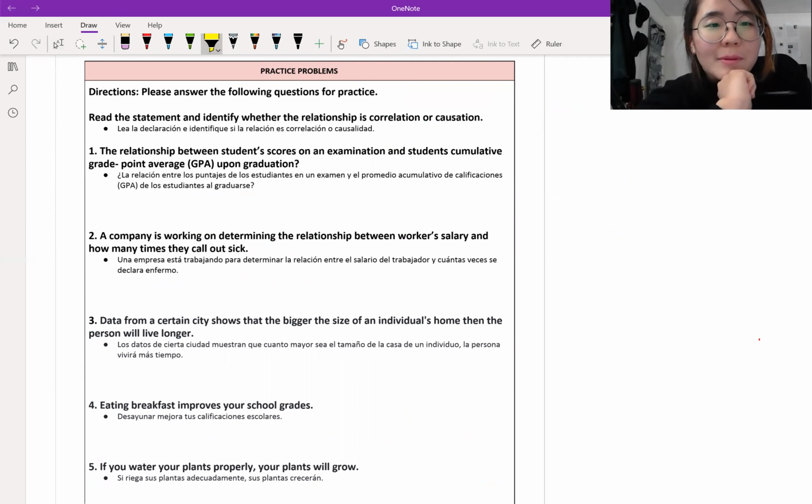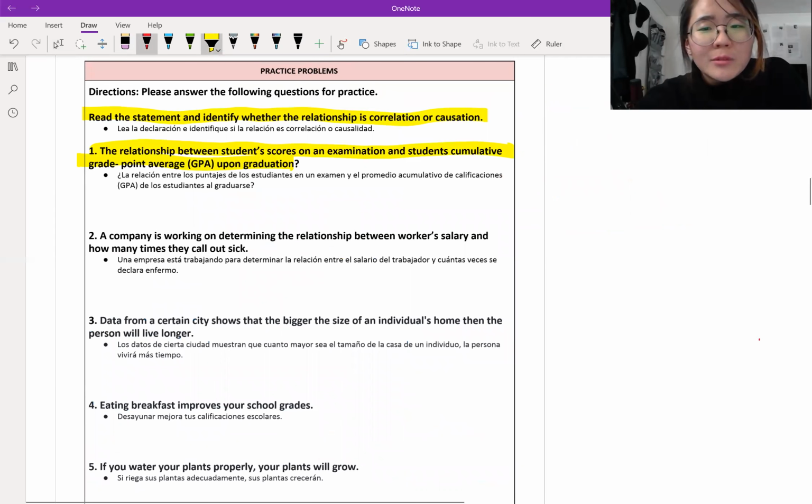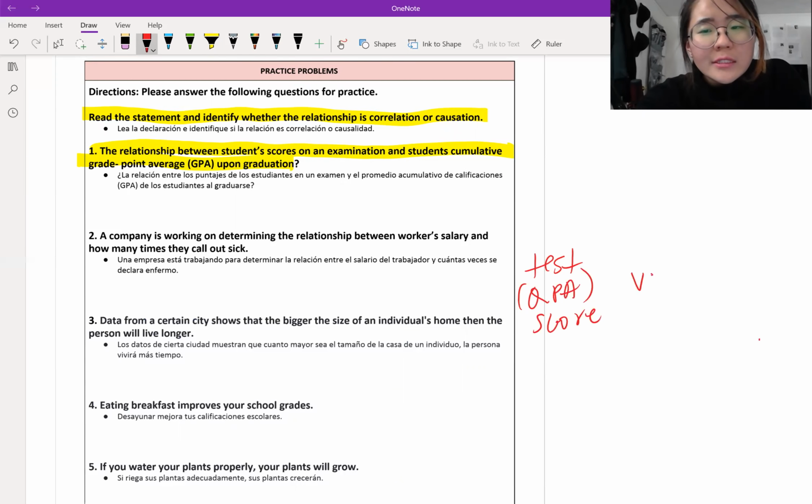So practice problems. We're gonna read the statement and identify whether the relationship is correlation or causation. So we're gonna look at the relationship between student score on exams and then their GPA upon graduation. So what is this basically saying? What's the relationship between test score, in our school, it's going to be our QPA score basically, versus our GPA when we graduate, okay, our final grades. What kind of relationship is that? Is that correlation or causation?